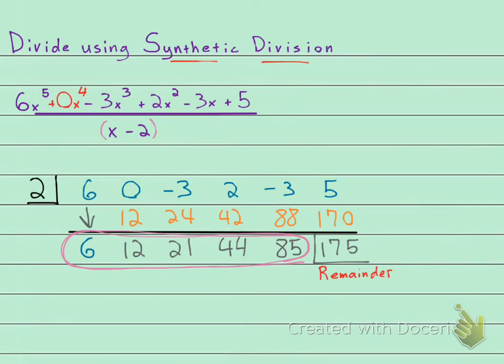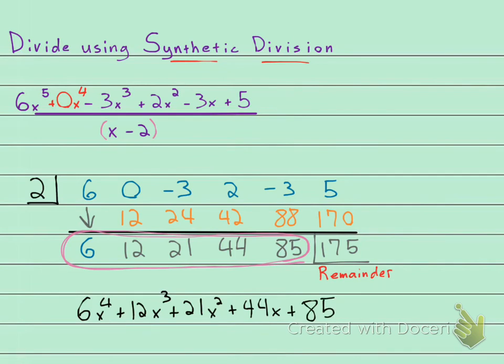So here's my answer. It's going to be 6x to the 4th plus 12x to the 3rd plus 21x squared plus, all right, 44x plus 85. That's my constant.